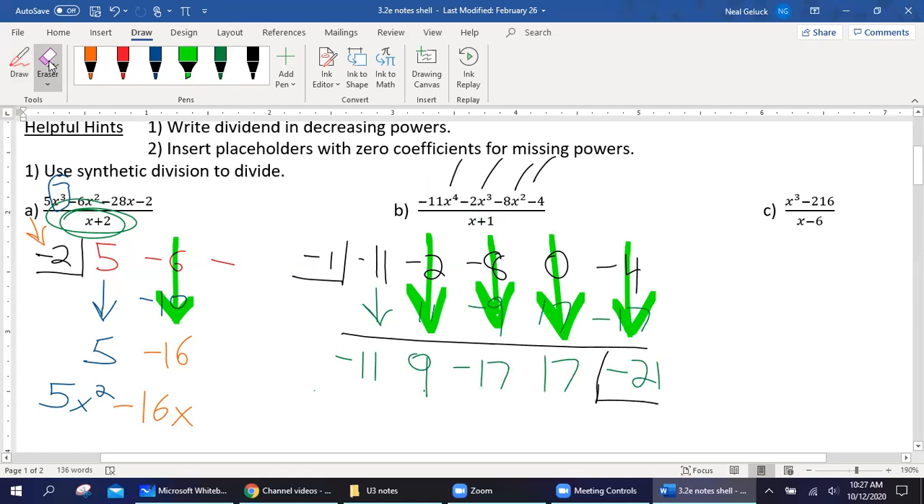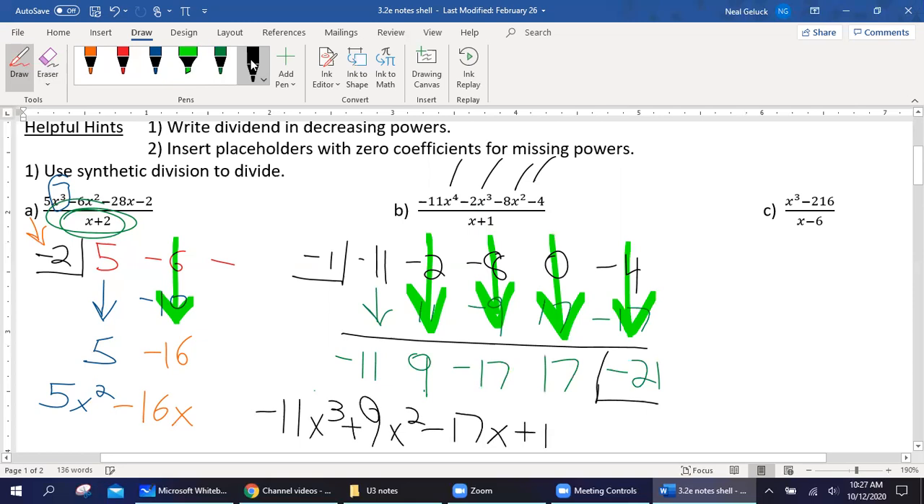Okay, so I did the hard part. Don't forget to add the x's back in there. Remember, the powers will drop by 1, so this is -11x to the 3rd plus 9x squared minus 17x plus 17, oops, not 12, 17. Come on, there we go. And then remember my remainder, negative 21, goes over my divisor, which was x plus 1. So there's my answer.